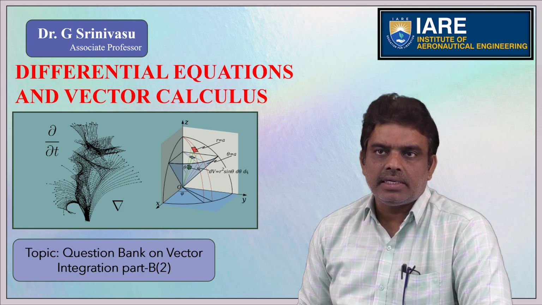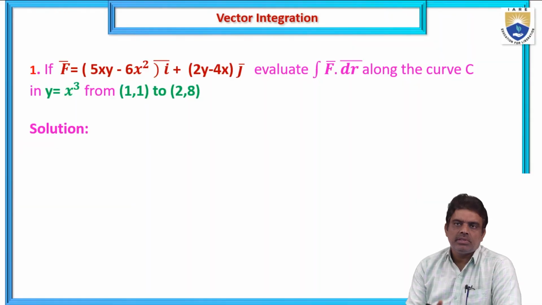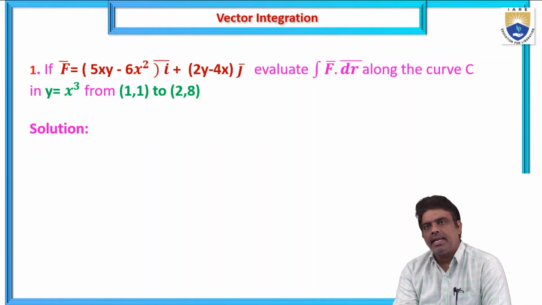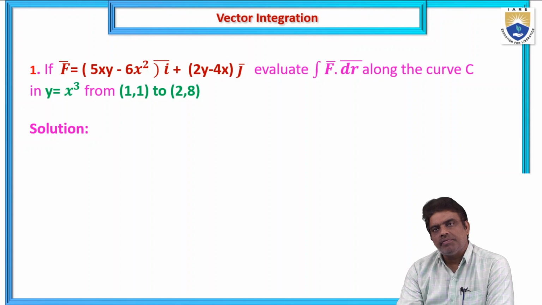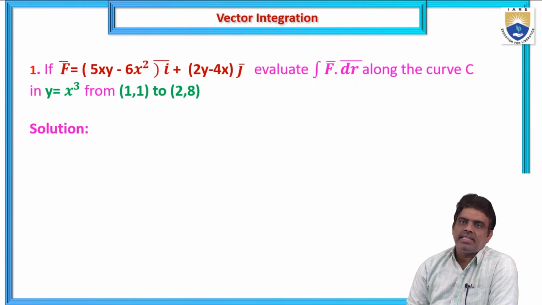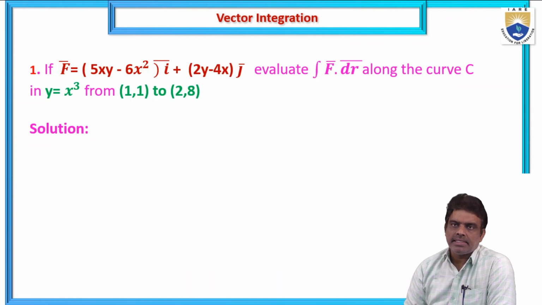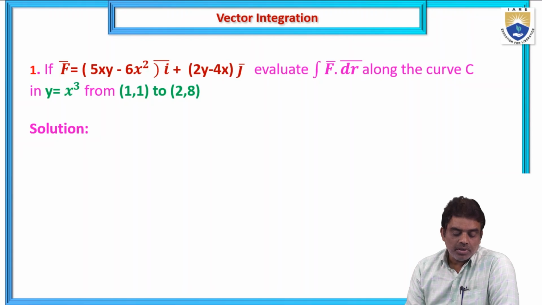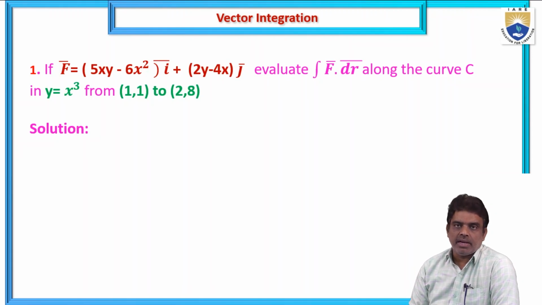So in vector integration, we have three models. One is line integral, the second one is surface integral, and the other one is volume integral. And also we have three theorems: Green's theorem, Gauss divergence theorem, and Stokes theorem. So now I'm coming to problem 1.